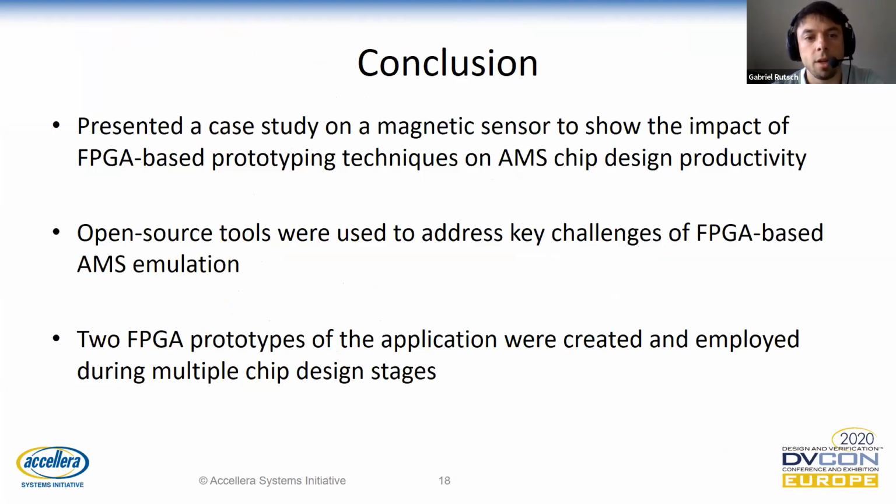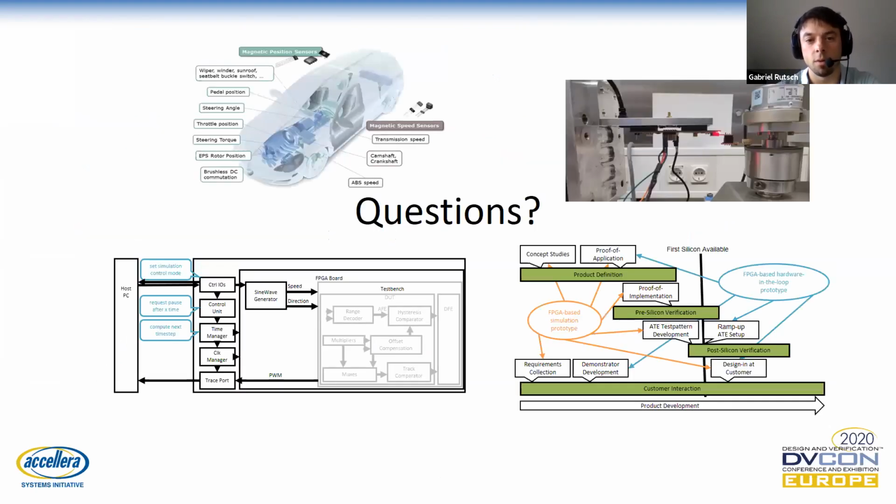As a short summary, in this case study we presented, we evaluated the impact on AMS chip design productivity of a magnetic sensor when applying FPGA-based prototyping techniques. The key challenges in the domain of AMS emulation were addressed through open source tools, and we developed 2 FPGA prototypes for the application, which we also used during several stages of the chip design process. That concludes my talk. Thank you for your attention, and I would be happy to answer some questions.